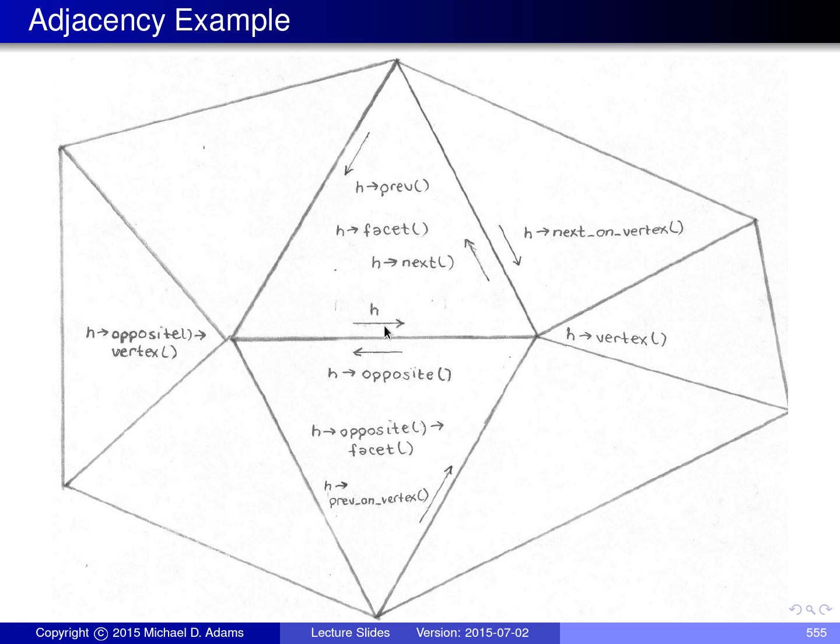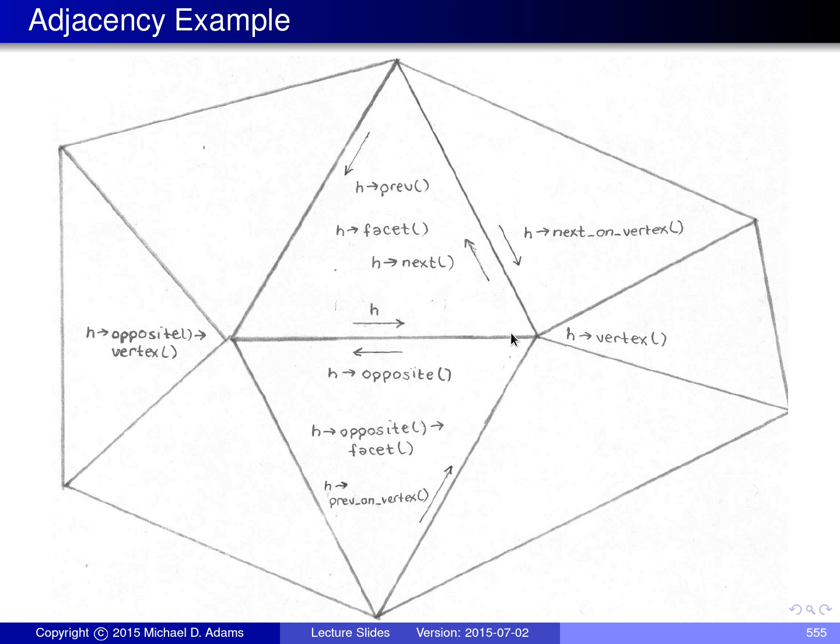So if we call next on vertex for the half edge H, it will give us the next half edge in the clockwise direction after this half edge about this vertex here. So if we go in the clockwise direction, rotating about this vertex here, we're going to move from this half edge here to this half edge here. So the half edge that we end up with for next on vertex is this one that's indicated here.